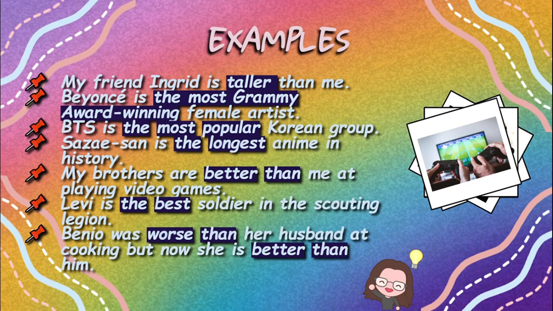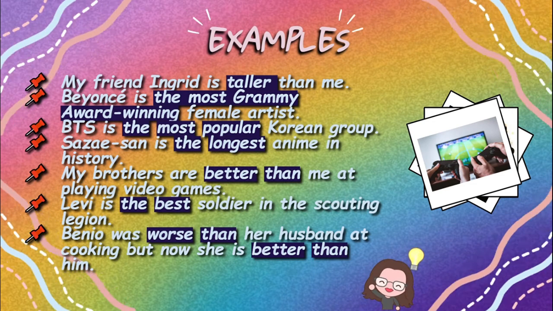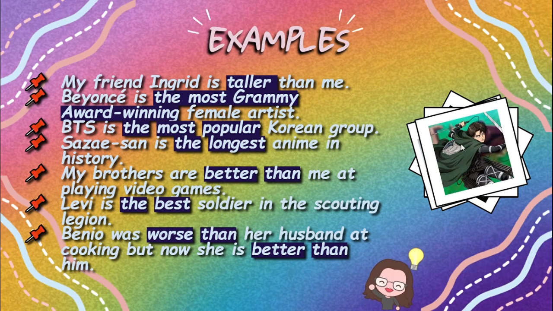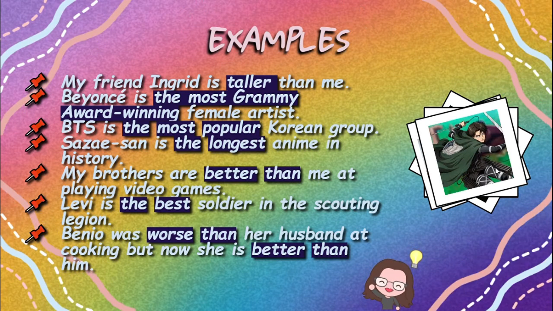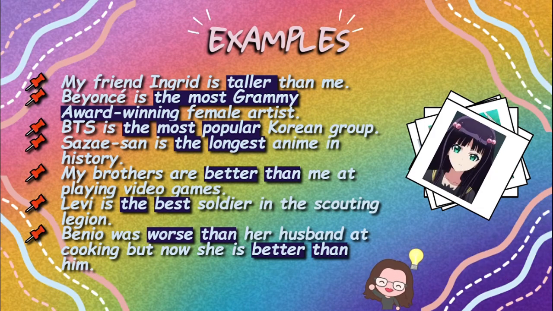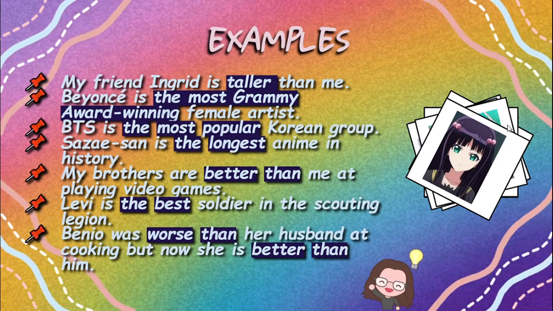Levi is the best soldier in the Scout Regiment. Penny was worse than her husband at cooking, but now she is better than him. She is the best.